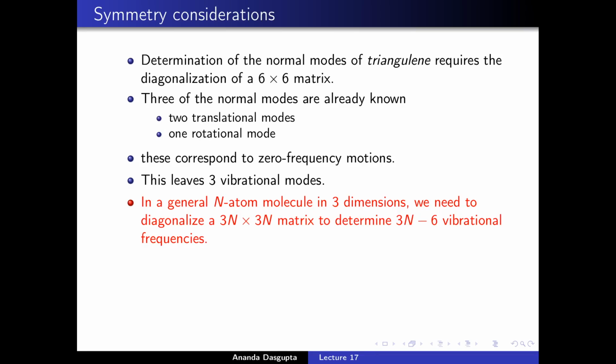Now, when n is large, diagonalizing a 3n by 3n matrix is no mean task at all. If you remember your basic linear algebra, in the process of diagonalization, the first thing you usually do is find out the eigenvalues. And for that, you have to essentially solve a 3n degree polynomial equation, the characteristic equation for this particular matrix.